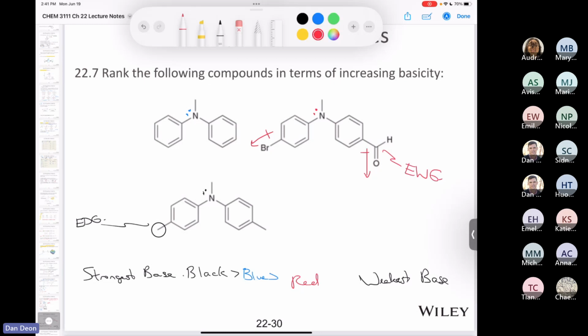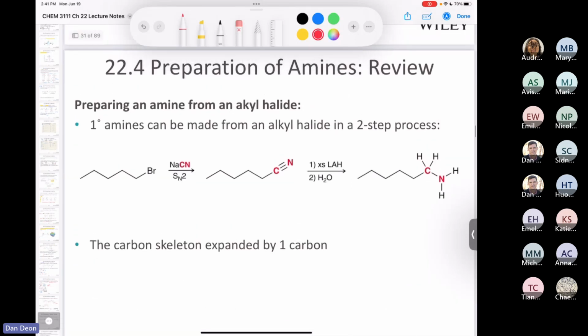Let's get into some synthesis and some reactions here. This is kind of where the rubber meets the road, where we get into some reactions. And we only need to review a few before we're going to get to practice. So let me just check one quick thing here before we move on.